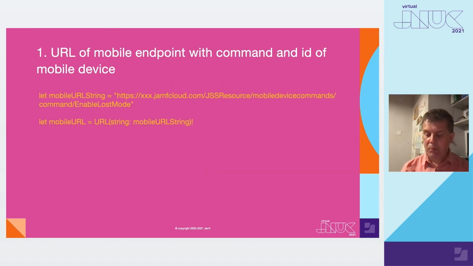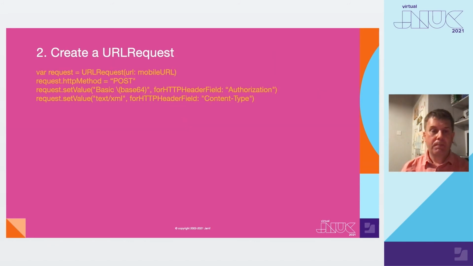So it's exactly the same endpoint. I'm going to use a mobile device command endpoint, and I'm specifying enable lost mode. But notice this time I'm not specifying the ID. I'm going to do that later on, along with the other information about the message and whether I'm going to play the sound. So I've got a slightly simpler URL, which I'm going to create.